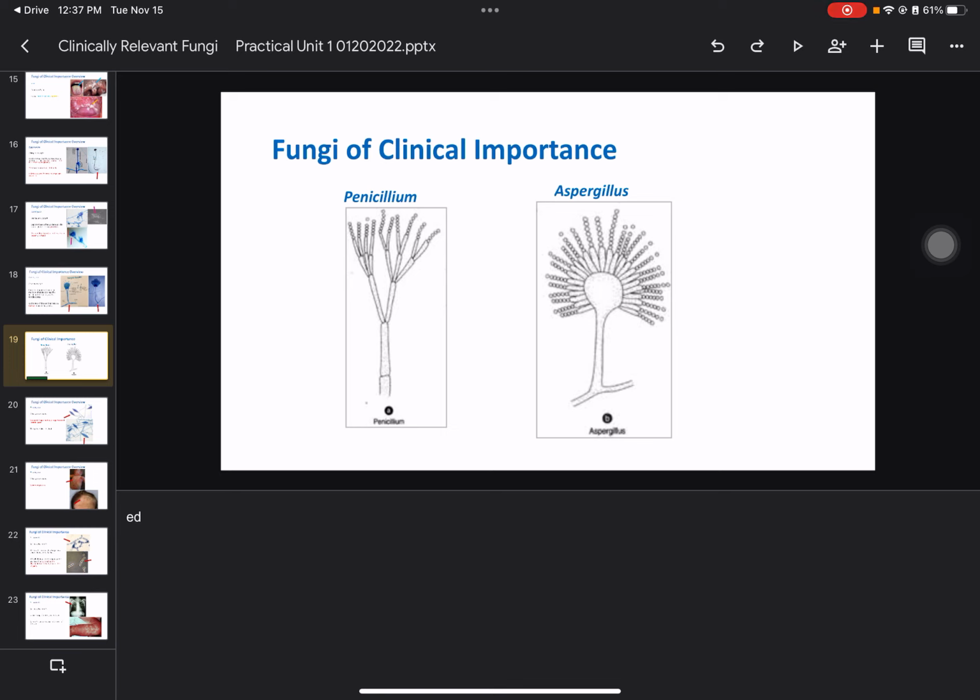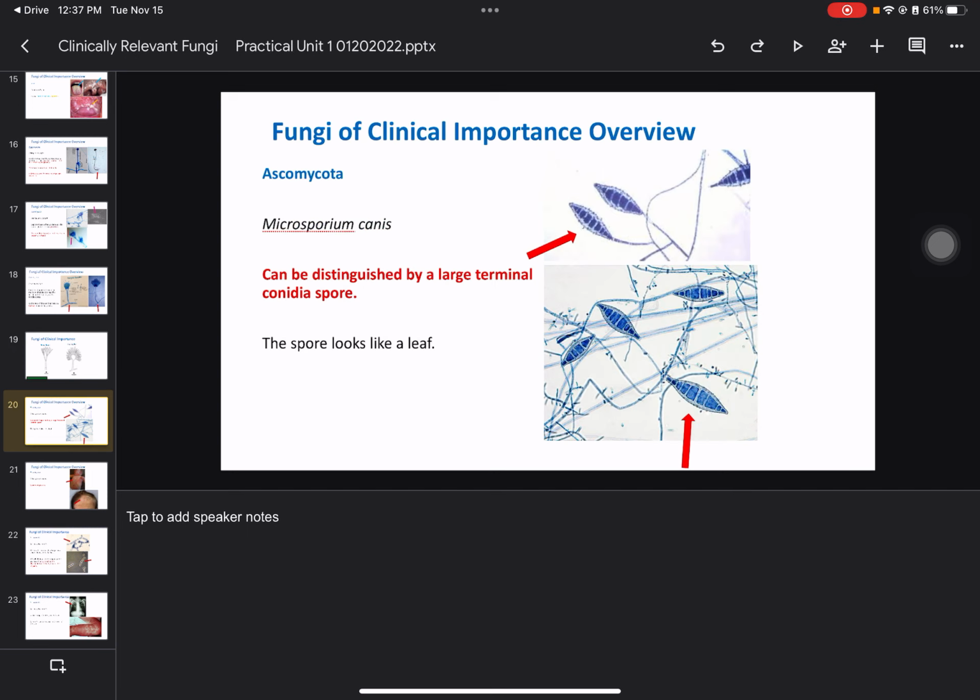All right, now, the easiest one of the entire group is Microsporum canis. So this particular mycelia, which is septate, gives rise to one terminal conidia. And that one terminal conidia looks like a big old leaf. This is the etiology for, or one of the etiologies for ringworm. Okay? Never forget it, right? One big old leaf.